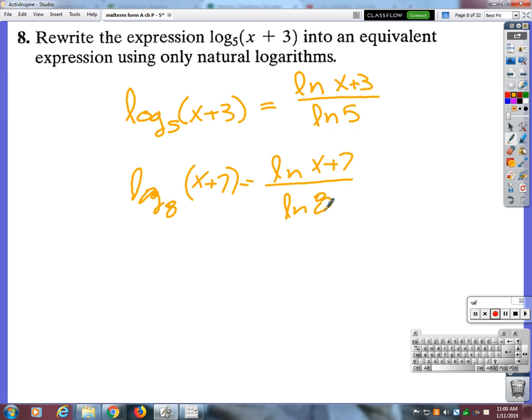It's like when you do your makeup and you put the base down first, foundation on first. This is useful because your calculators can't do a base 5 or a base 8, right? So this changes it into a thing that you can solve on a calculator. All right.